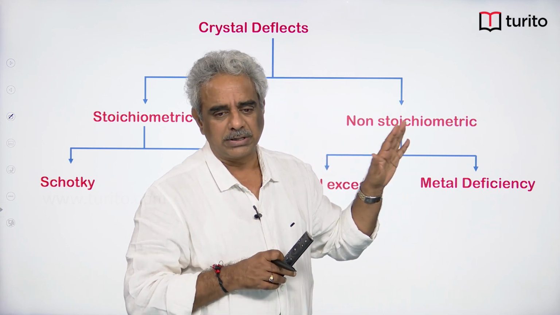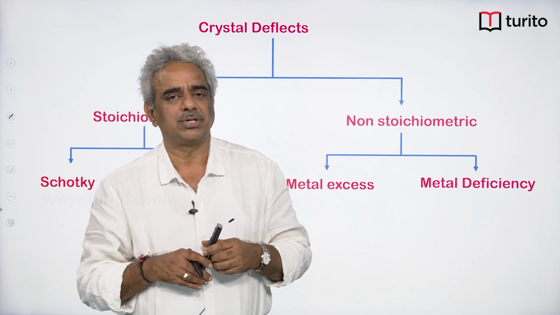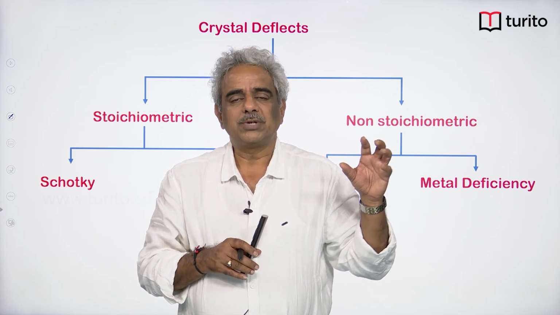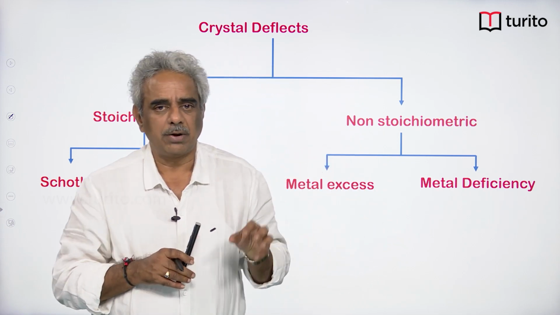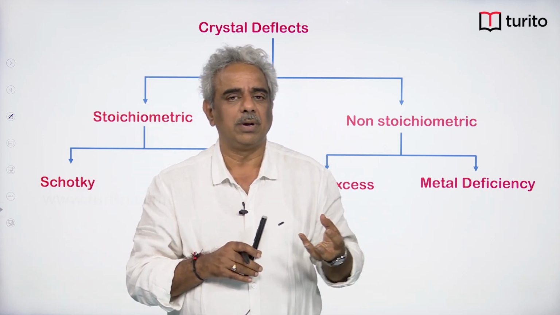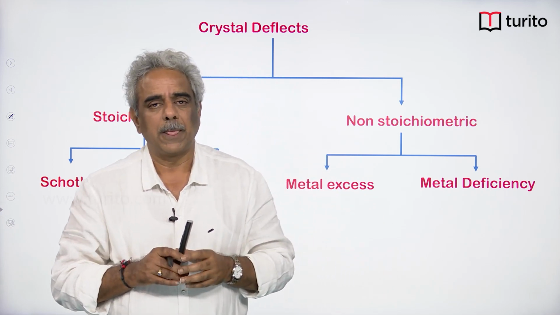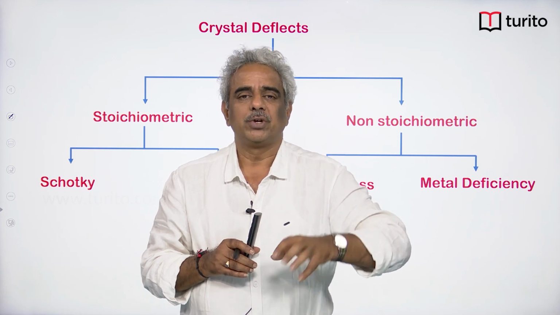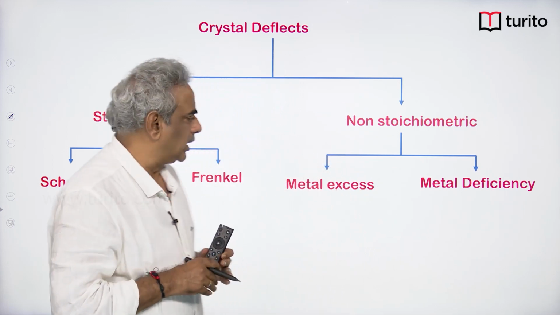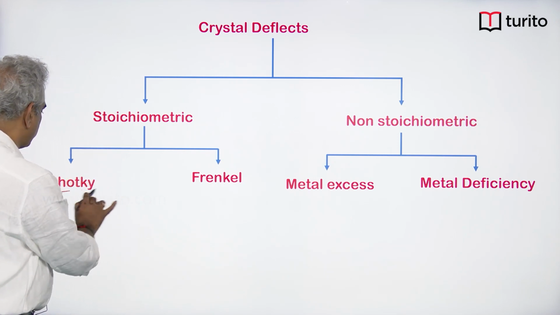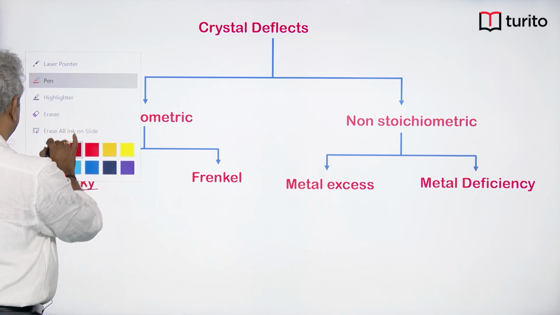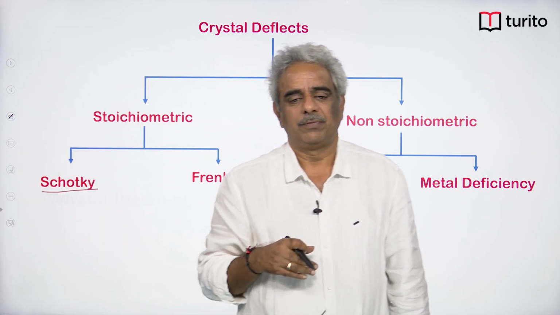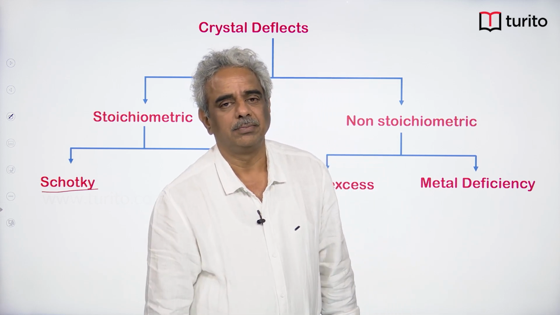All that we are discussing is as per your academic standard, what you are studying. We are speaking about only point defects. Point defect means either a lattice point defect or an interstitial defect may be there. In the stoichiometric defects, the first one is the Schottky defect. What do you mean by Schottky defect? In this particular defect, pairs of ions will be missing from their respective lattice points.